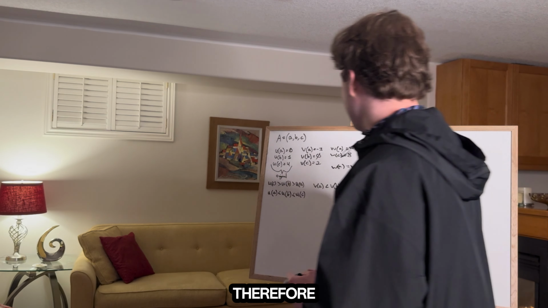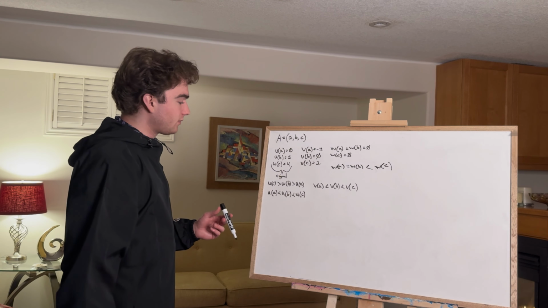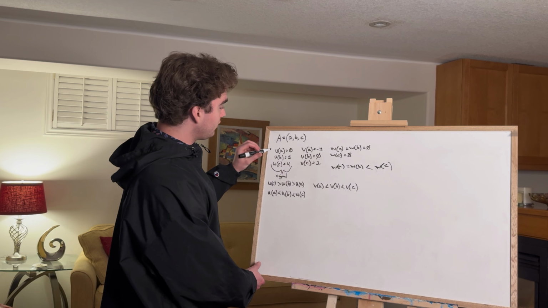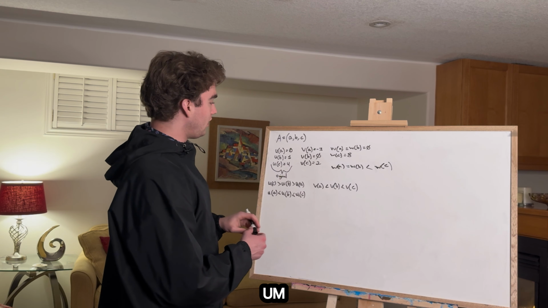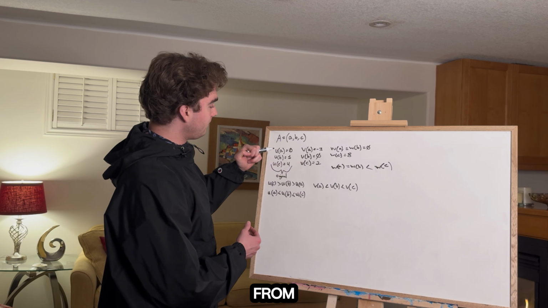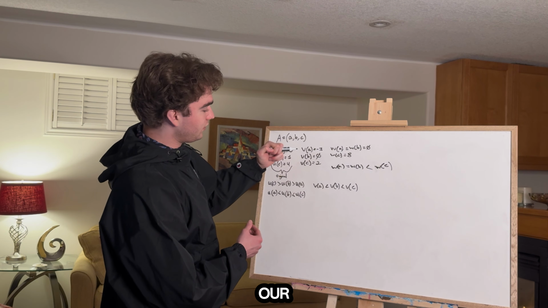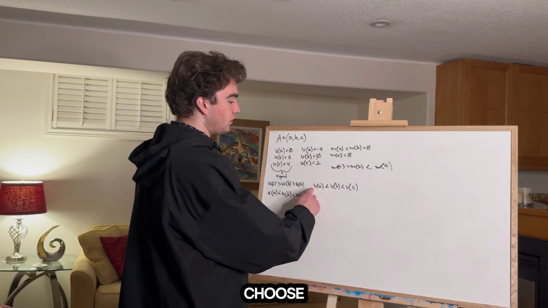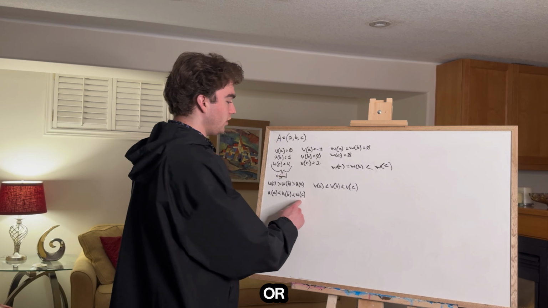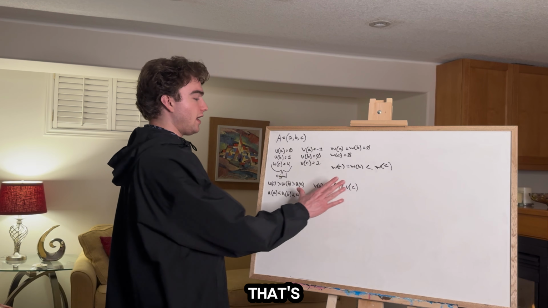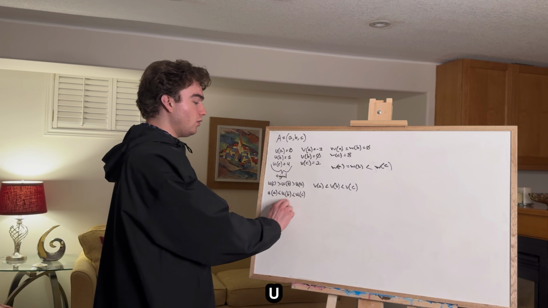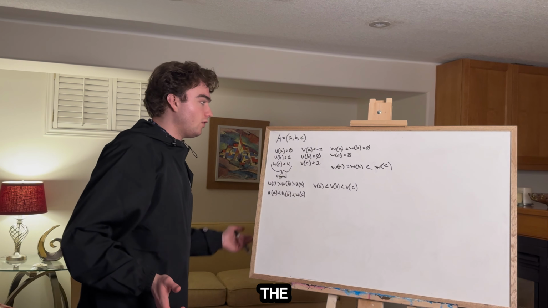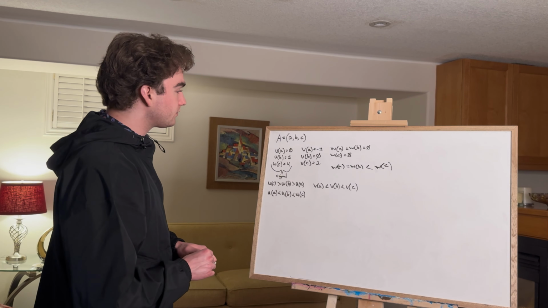So, therefore, our story from here is equal to our story from here, because player one is going to choose V of C or U of C every single time. If that's not an option, then it's going to be U of B or V of B. If that's not an option, then it'll be the worst utility, right?